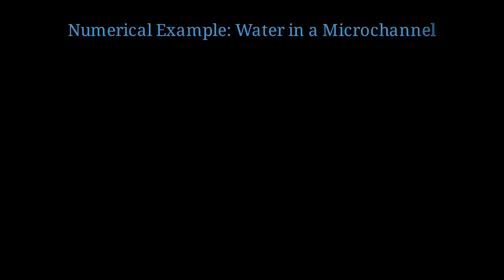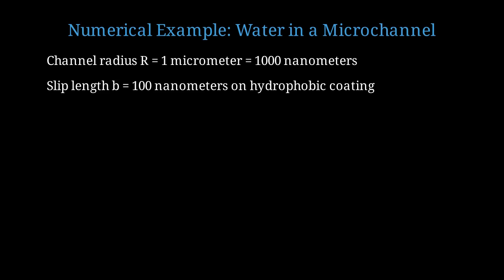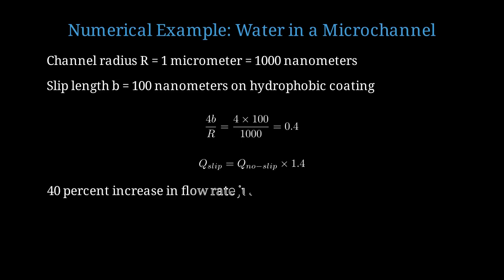Let me give you a concrete numerical example to show you how significant this effect can be. Suppose we have a microchannel with a radius of 1 micrometer, which equals 1,000 nanometers. On a hydrophobic coating, the slip length might be 100 nanometers. 4 times b divided by r equals 4 times 100 divided by 1,000, which gives us 0.4. This means the flow rate with slip is 1.4 times the no-slip flow rate. That's a 40% increase in flow rate just from this slip effect. This is huge in microfluidic applications.